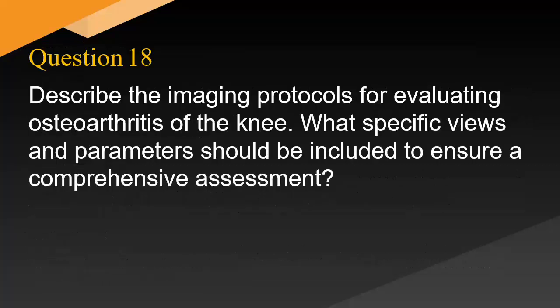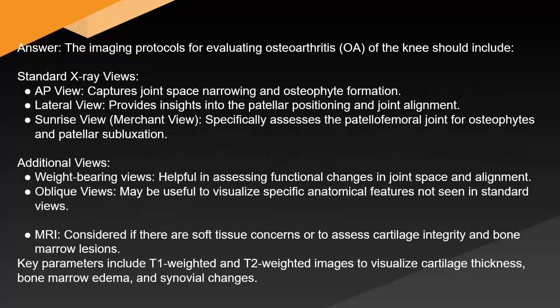Describe the imaging protocols for evaluating osteoarthritis of the knee. What specific views and parameters should be included to ensure a comprehensive assessment? Answer: the imaging protocols for evaluating osteoarthritis (OA) of the knee should include standard X-ray views. AP view captures joint space narrowing and osteophyte formation. Lateral view provides insights into the patellar positioning and joint alignment. Sunrise view, Merchant view, specifically assesses the patellofemoral joint for osteophytes and patellar subluxation.